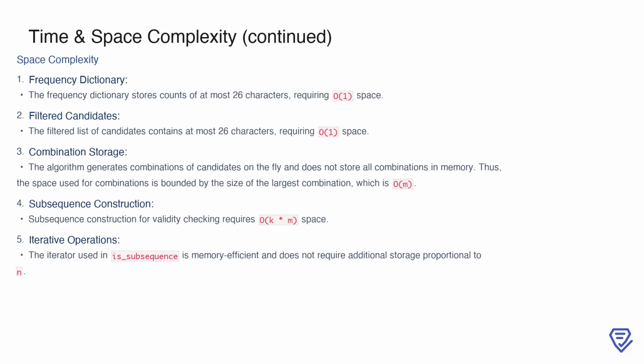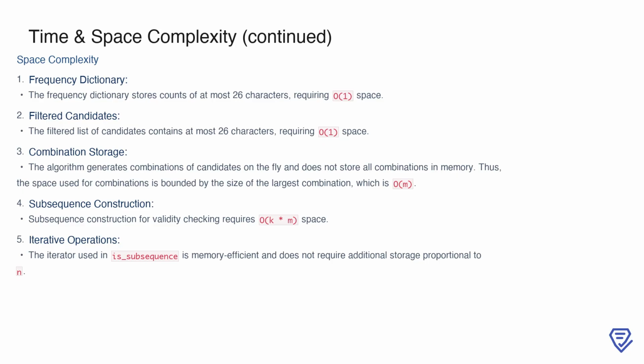Turning to space complexity, the algorithm first uses a frequency dictionary to store counts for at most 26 characters, which requires O(1) space. After filtering, the list of valid candidates also contains at most 26 characters, so this step also uses O(1) space. When generating combinations, the algorithm does not store all combinations in memory simultaneously; instead, it processes them one at a time. This means the space required for combinations is bounded by the size of the largest combination, which is m. For subsequence construction during validity checking, the space required is k * m, as the repeated subsequence includes k copies of the combination.